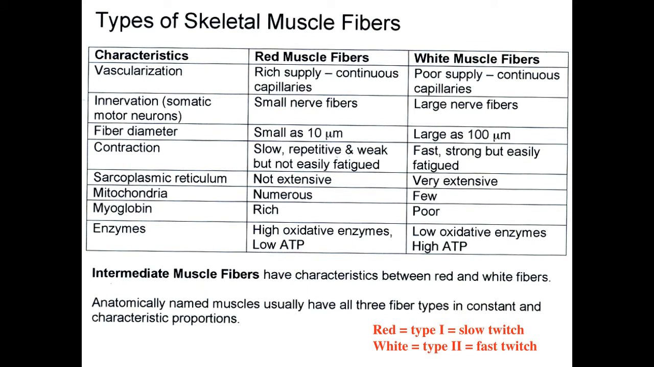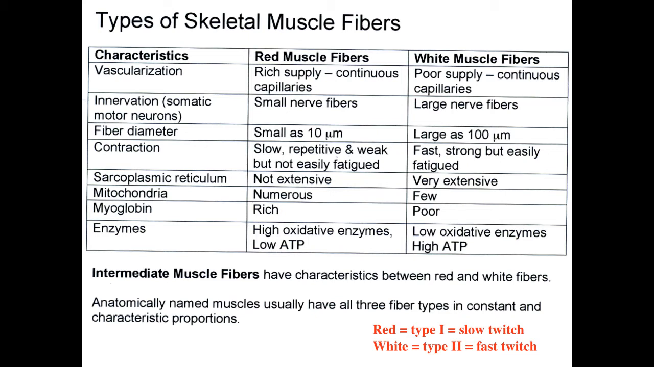There are different types of fibers in skeletal muscle cells. We talk about red muscle fibers and white muscle fibers, and we can define these by how they appear on a histological preparation. A red fiber has a rich vascular supply, whereas white fibers have a poorer vascular supply. White fibers are larger than red fibers. They're innervated by larger nerve cells as compared to smaller nerve fibers innervating red fibers.